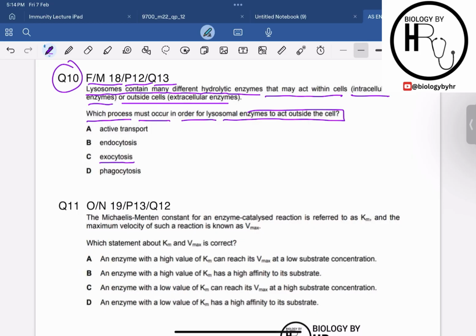In which what happens is that a vesicle comes and it fuses with the cell membrane, right? For example, over here if I draw, this vesicle comes and it fuses with the cell membrane of the cell, and then it releases its contents out of the cell. So hence the correct answer for question number 10 over here would be option C, exocytosis, right?